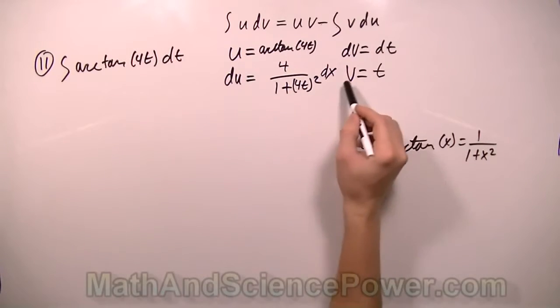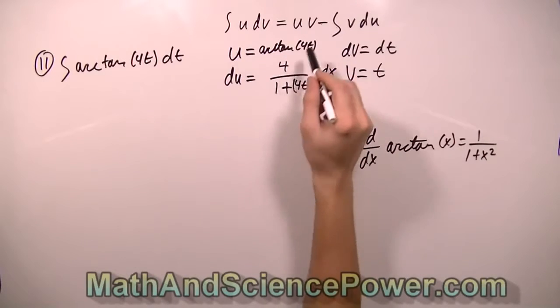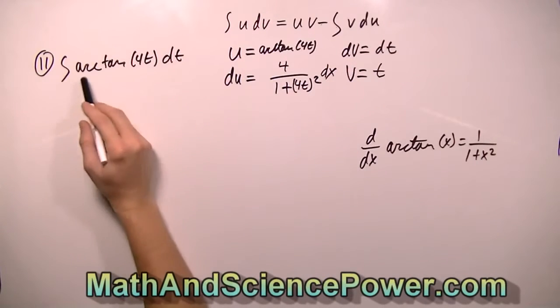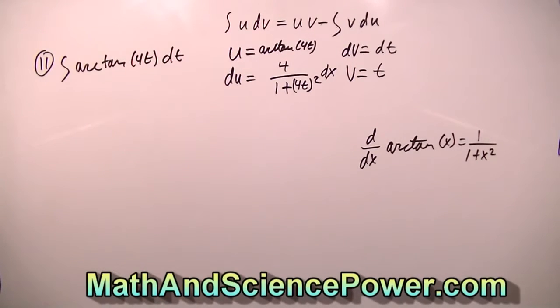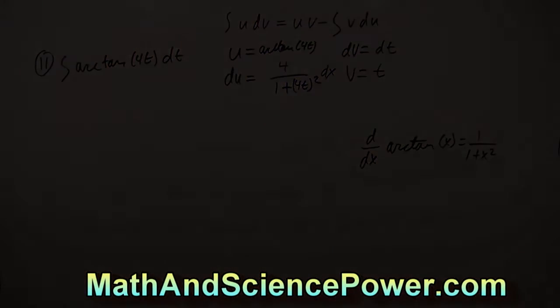Now that we have all of our values, take a moment and see if you can plug these values into this formula and solve for the integral of arctan 4t dt. And when we come back, we'll compare our answers and I'll take you through the rest of the integral.